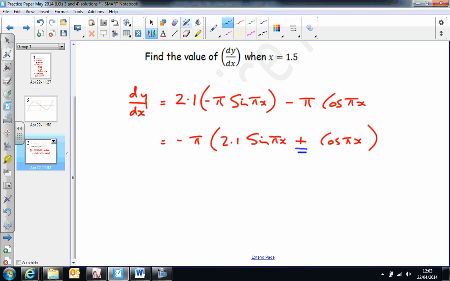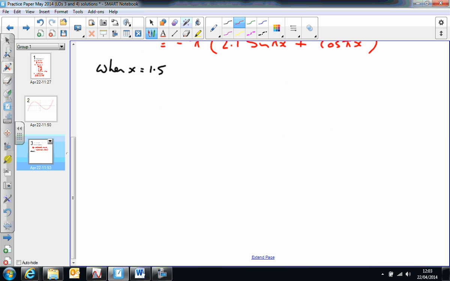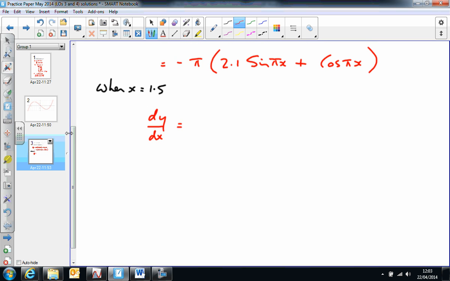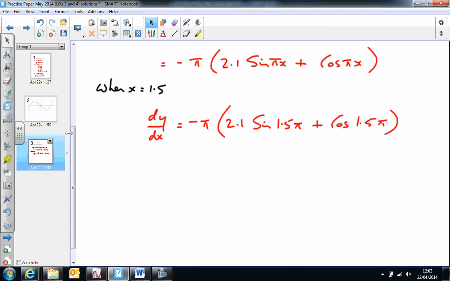So when x equals 1.5, differential dy by dx equals minus pi times 2.1 sine 1.5 pi plus cos 1.5 pi. Then I get my calculator out, remembering to be in radians, and work out the value of the differential. Think about the function now.